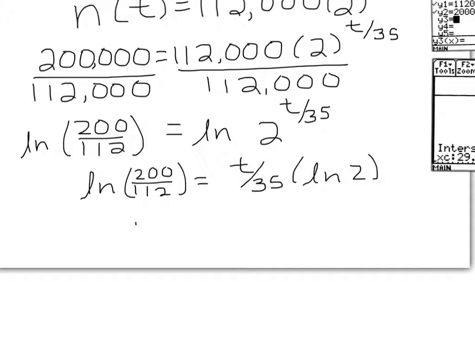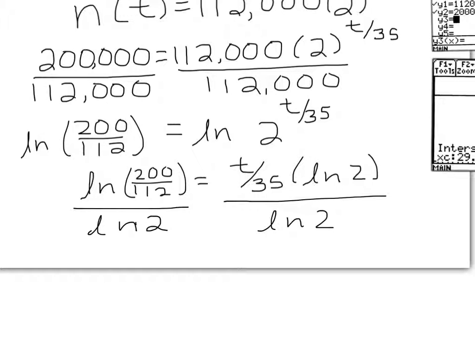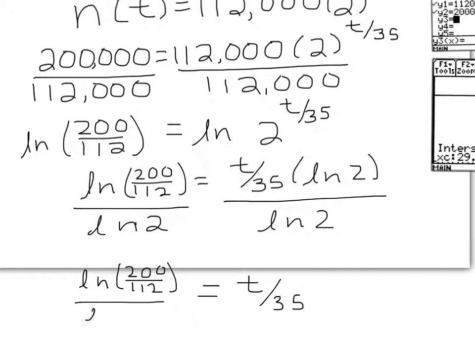So I'll divide both sides by the natural log of 2. So t over 35 is equal to the natural log of 200 over 112 divided by the natural log of 2. And then I'll just multiply both sides by 35.